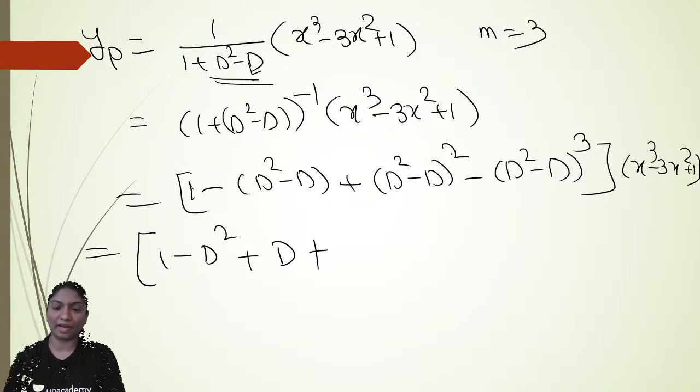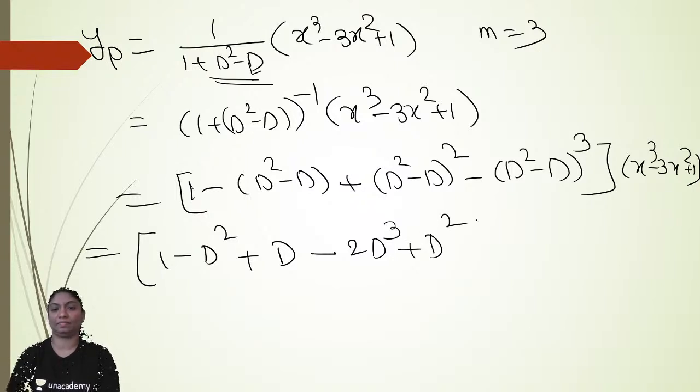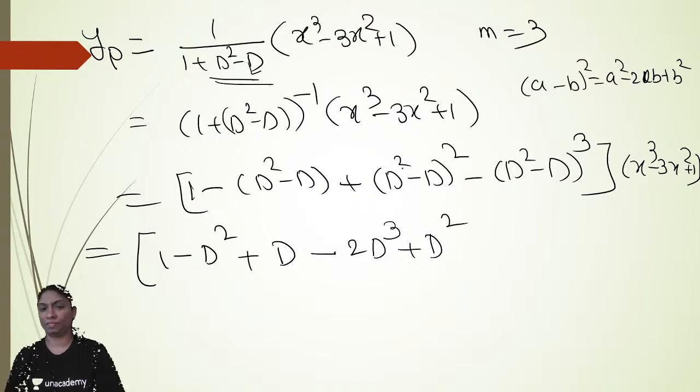So d square minus d bracket square: d raised to 4 we omit here, so again you will get a square minus 2ab plus b square, where a is equal to d square and b is equal to d. So we get minus 2d cube plus d square, because d square raised to 2, that is d raised to 4, we will omit.